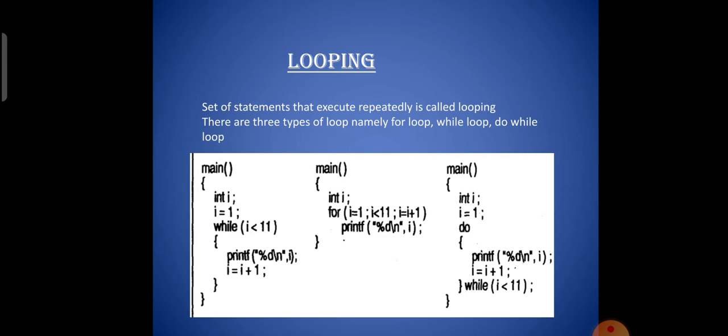In do while loop, the initialization part is given and inside the loop the increment or decrement part is given. After that the condition will be checked. The condition is checked last. This is the main difference between do while and while.